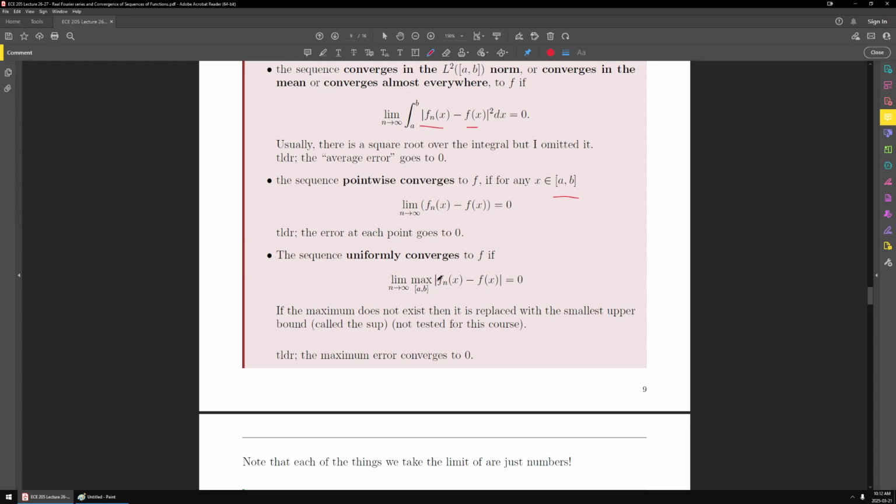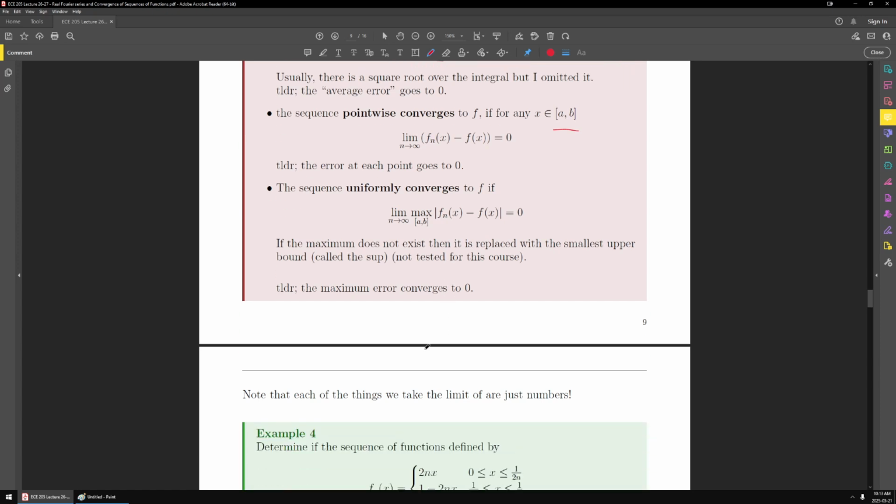Now, generally the maximum would get replaced with a thing called the supremum, which is kind of like a maximum. It's what's called the least upper bound. Sometimes these functions aren't continuous, and if they're not continuous, you're not guaranteed to have a maximum, and some other weird things can happen too. Nevertheless, you find the biggest of this, you take the limit, and see if it goes to 0.